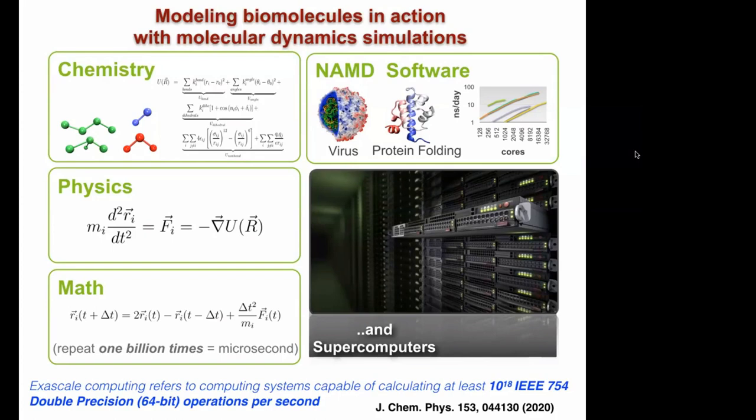Now, it turns out there are n atoms, so we'll have to solve n-cubed equations. We can actually end up solving these coupled equations of motion in order to, let's say, determine the low energy form of a particular protein.